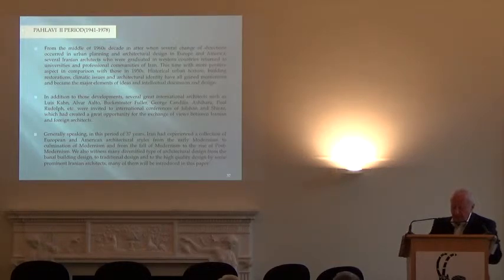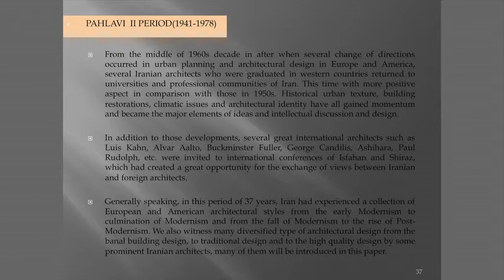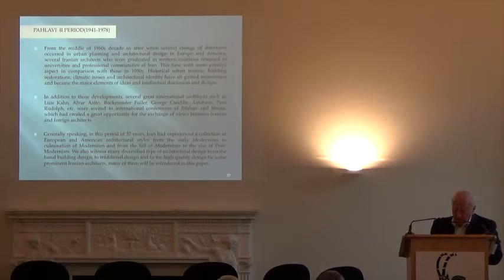Well, from the middle of the 1960s, in the decade after, several changes occurred in planning and architecture in Iran, and we also had several visits from major architects. But generally speaking, in this period of 37 years, Iran experienced a collection of European-American architectural styles, from early modernism to the culmination of modernism, the fall of modernism, and the rise of postmodernism. We also witnessed many different types of architectural design.